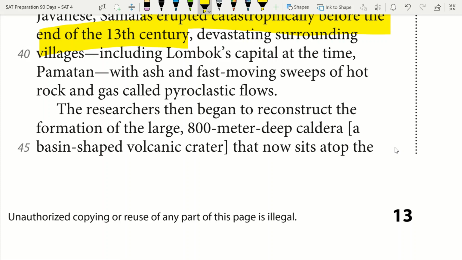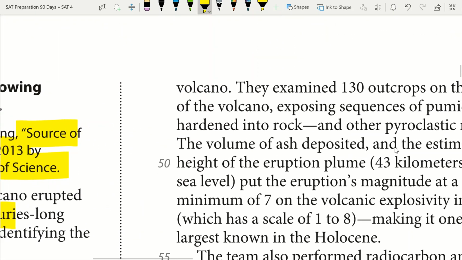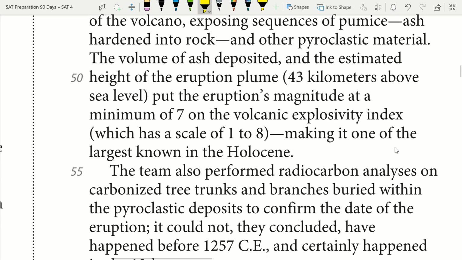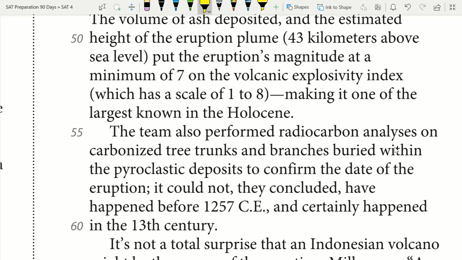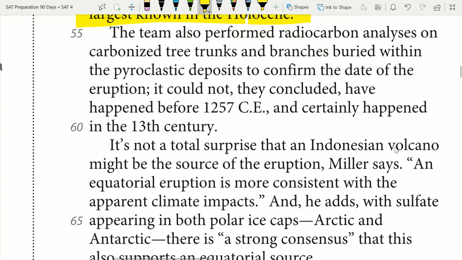The researchers then began to reconstruct the formation of the large 800-meter deep caldera, a basin-shaped volcanic crater that now sits atop the volcano. They examined 130 outcrops on the flanks of the volcano, exposing sequences of pumice, ash hardened into rock, and other pyroclastic material. The volume of the ash deposited and the estimated height of the eruption plume, 43 kilometers above sea level, put the eruption's magnitude at a minimum of 7 on the Volcanic Explosivity Index, which has a scale of 1 to 8, making it one of the largest known in the Holocene. The team also performed radiocarbon analysis on the carbonized tree trunks and branches buried within the pyroclastic deposits to confirm the date of the eruption.